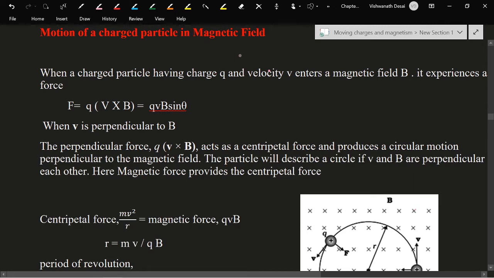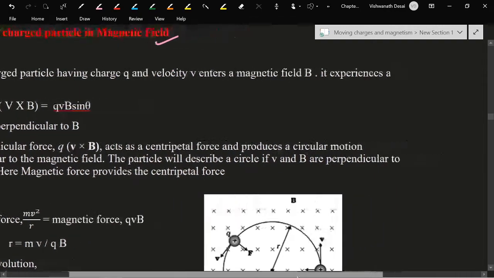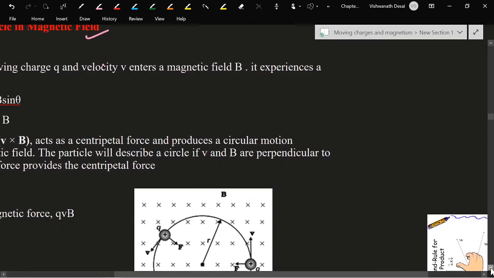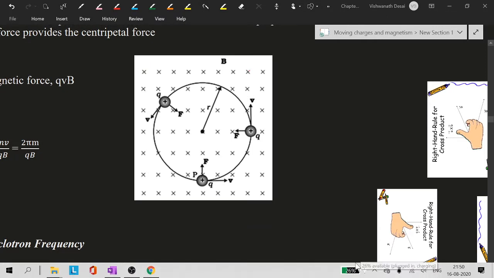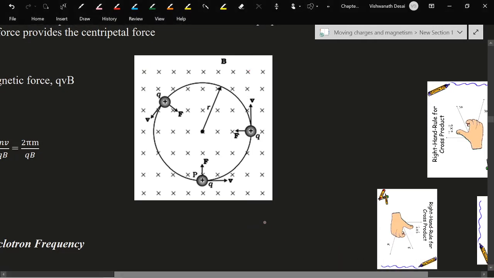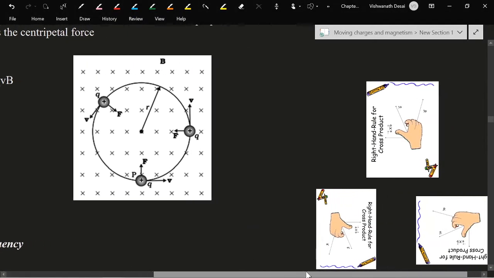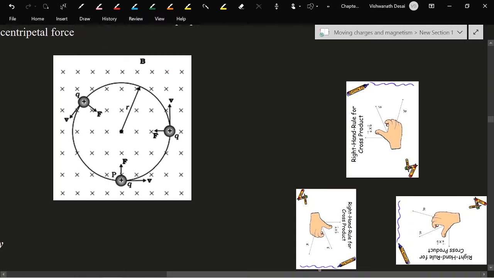Motion of a charged particle in a magnetic field. So here you can see the diagram. So this is the magnetic field, the cross or into mark, what you are observing here.